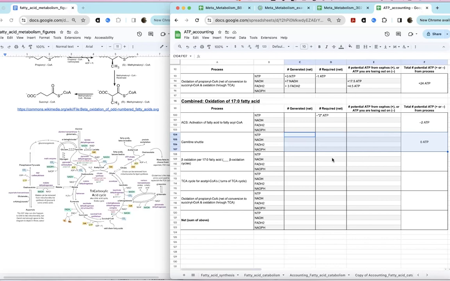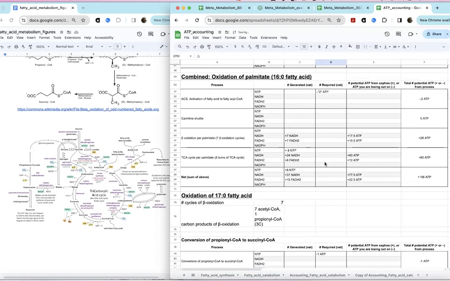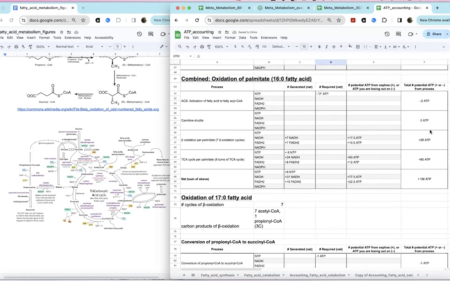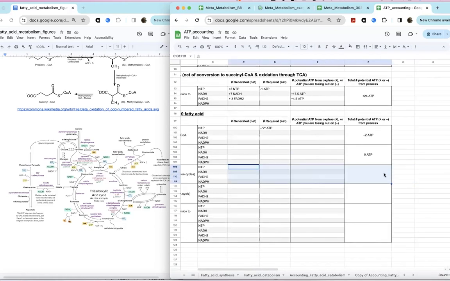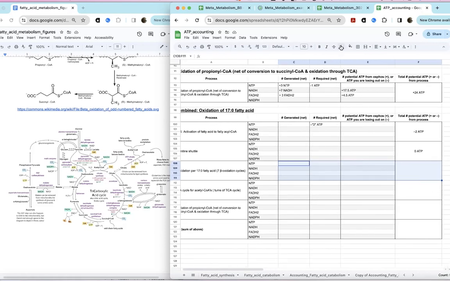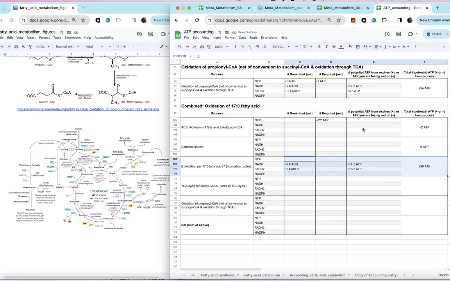Now that we're in the mitochondria, we can do the beta oxidation. Just like before, we're going to do 7 beta oxidation cycles. So our math for the beta oxidation is going to be just like we saw before for our palmitate, our 16O. And that's going to allow us to generate 28 ATP if we take oxidative phosphorylation into account.